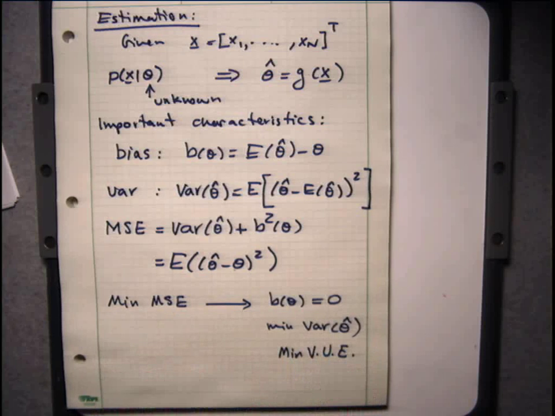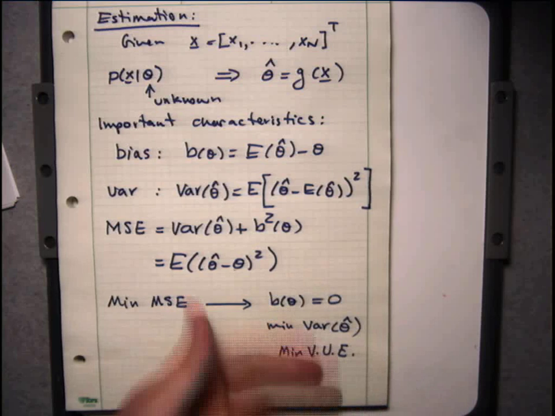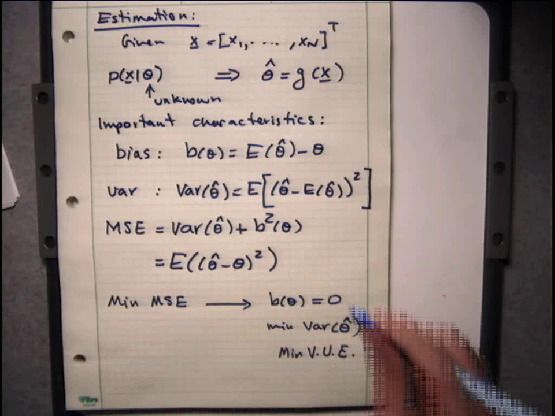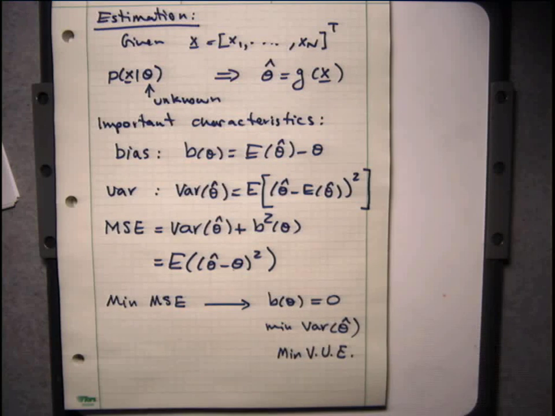Now, unfortunately, these don't always exist either. I can easily come up with a problem where no unbiased estimator even exists. Forget about the minimum variance part. It's not difficult to come up with problems where you can't even satisfy the first condition. Well, you might get lucky and be able to do this.